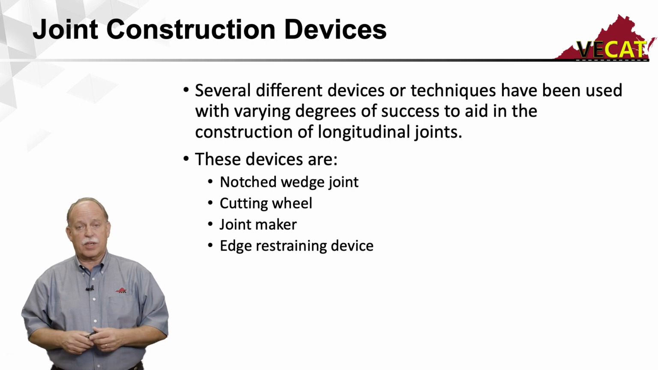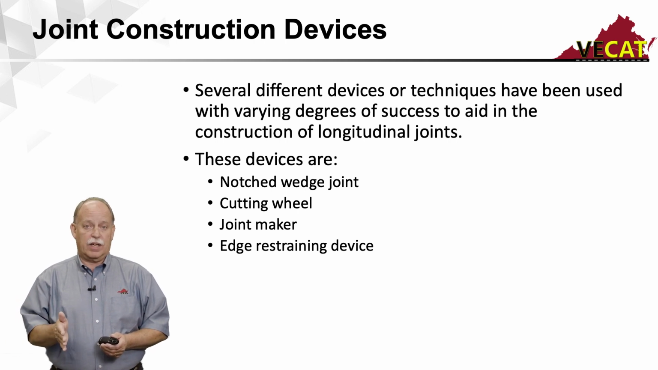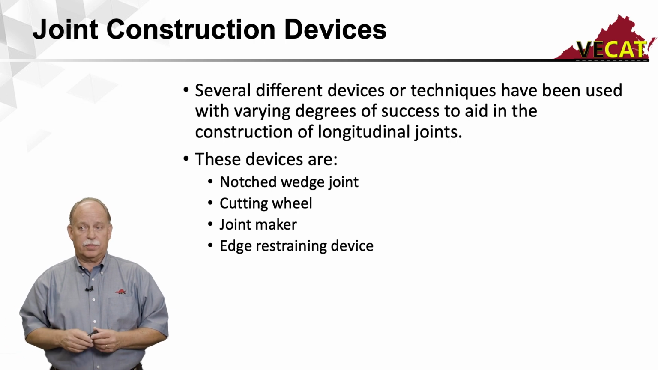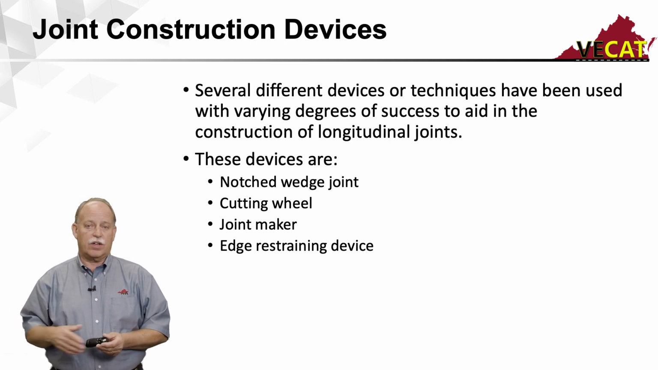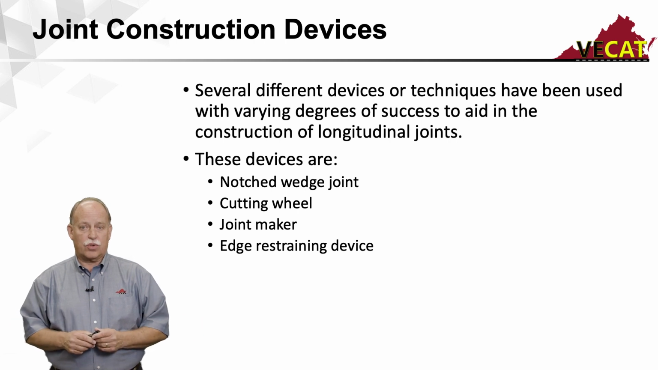There's a cutting wheel. Sometimes what they'll require you to do is come back out where we were talking about and cut off a few inches of that pavement structure and remove it because it's low density, and then come back and pave again up against your new cut section. Then there's something called a joint maker that is a mechanical device that helps you create a joint. And then lastly, there's an edge restraining device. In some instances, for an unrestrained edge, you'll have an edge restraining device that helps you get compaction along that edge. But I'll point out again, VDOT does not require a joint construction device to be used.